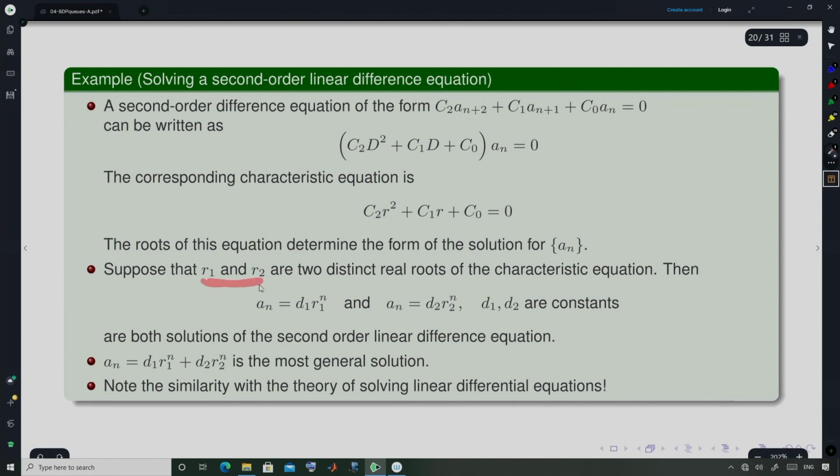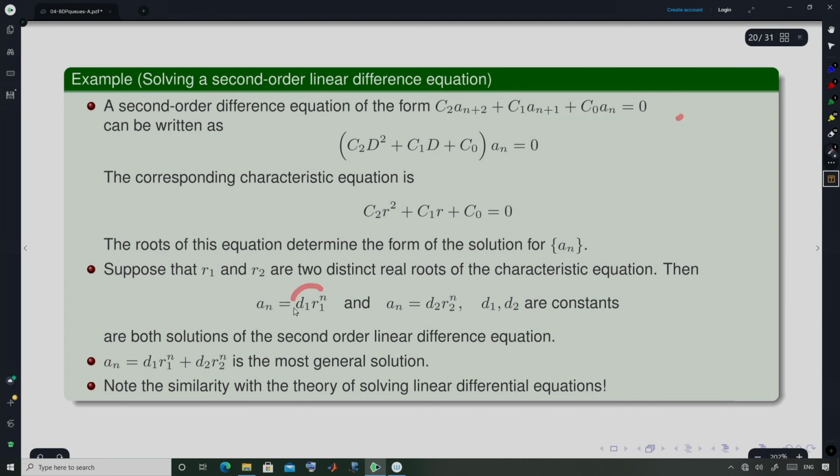Now, suppose R1 and R2 are two distinct real roots. If not, what is the case? It is exactly the same as the differential equation, whatever you do. But here, assume that R1 and R2 are two distinct real roots of the characteristic equation. Then we know R1 to the power n is a solution to this difference equation, and any constant d1 times that would also be a solution. Similarly, the constant d2 times R2 to the power n is also a solution. Both of these quantities are solutions to the second order linear difference equation.